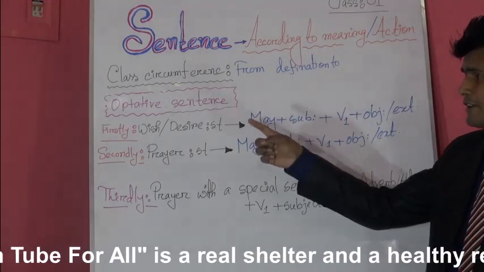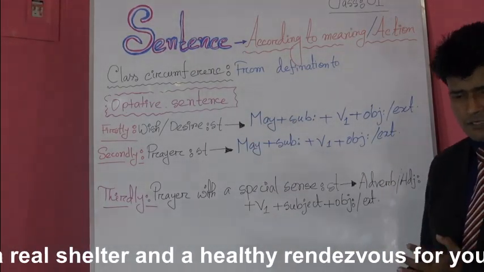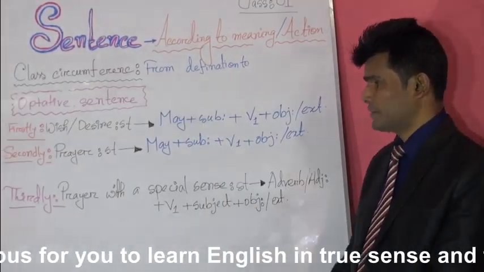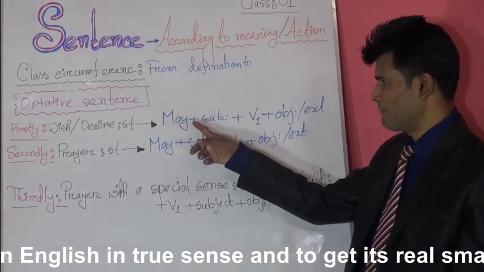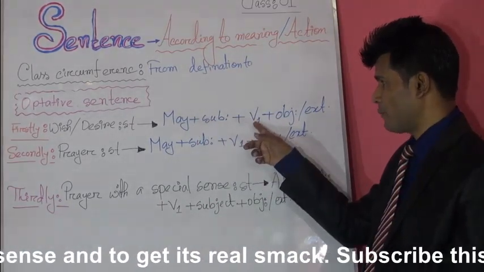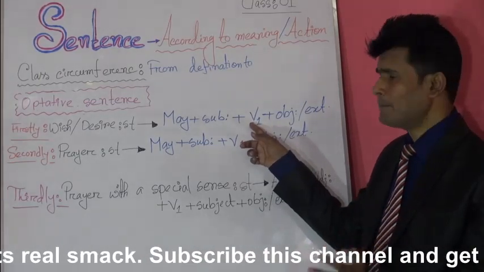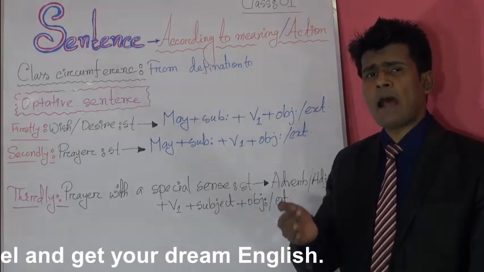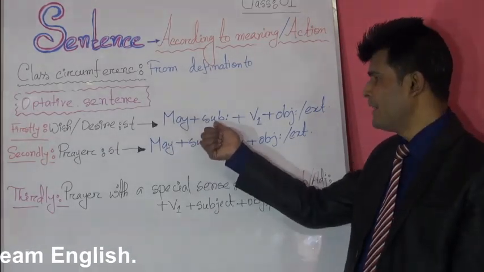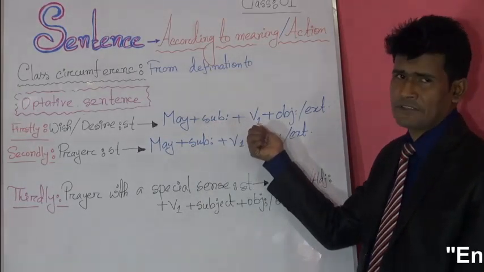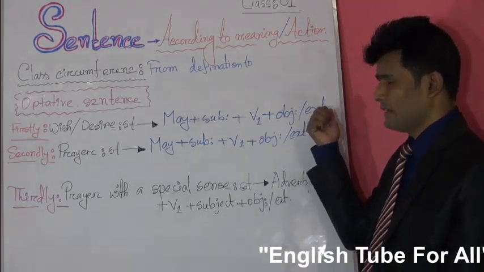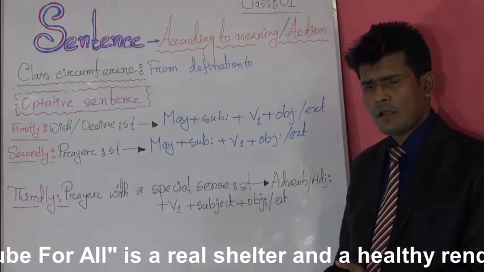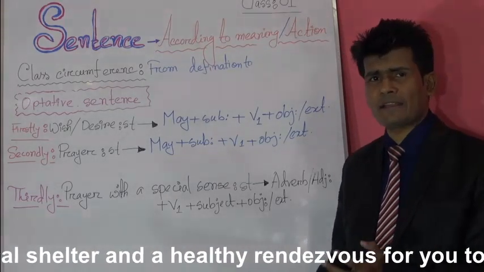Optative sentence, firstly, wish or desire. In my lecture, I have already told you that the first purpose of optative sentence is all about wish or desire. And the complete structure is there. First may, then subject plus verb 1, or the principal verb should be in the present form or the base form, then object for extension. Look in the example. May you be happy in life. May is from the structure, and you is the subject. Be is the base form of the principal verb. Happy is object, and life is extension. So in this way, you can produce or make any kind of sentence without making any confusion.